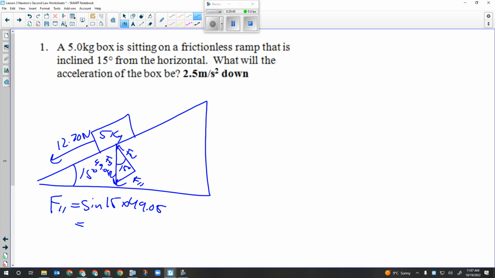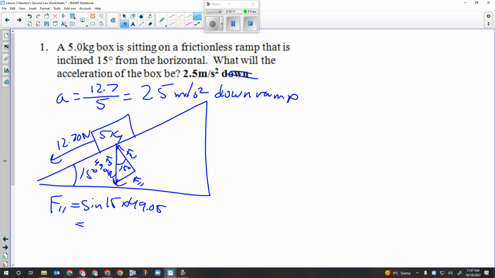Any other forces I need to worry about? Is that my net force then? Yep. It is. So I calculated net force using the vector sum of all forces. Acceleration is just going to be 12.7 over 5, which will give us 2.5 meters per second squared down the ramp. Everyone all right with that one?